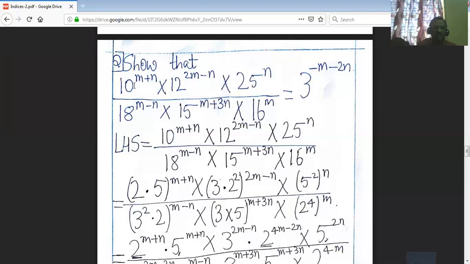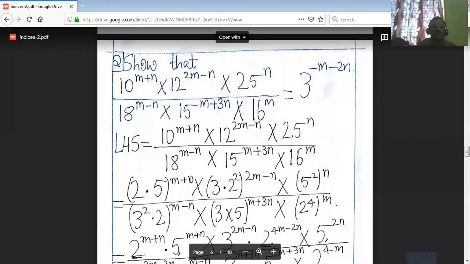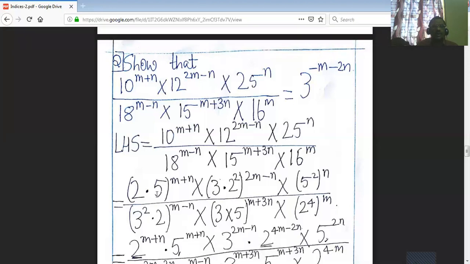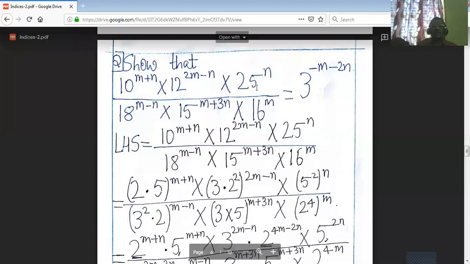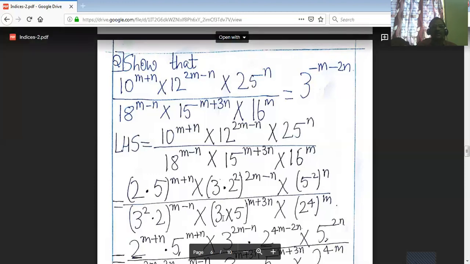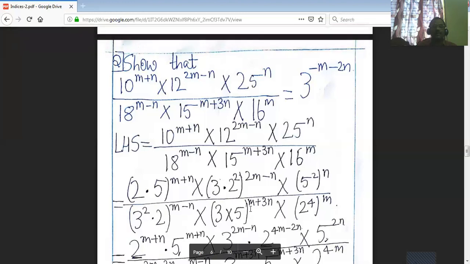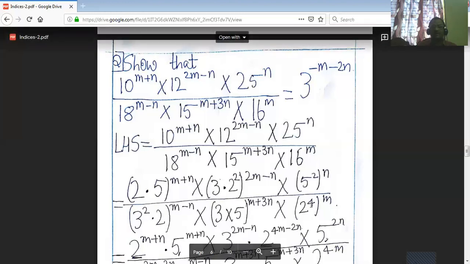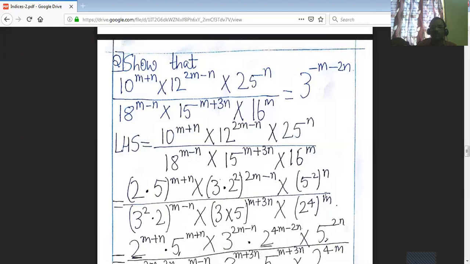Similarly, applying that thumb rule, I can convert this as 2 into 5 to the power of m plus n, 3 into 4, that 4 is written as 2 to the power of 2. Now 2 to the power of 2 to the power of m minus n, and 25, 5 square to the power of n. Now 18, 3 to the power of 2 into 2, to the power of m minus n. This is 9, I have written as 3 square. Now 15, 3 into 5 to the power of m plus 3n. Now 16 can be written as 2 to the power of 4 to the power of m.